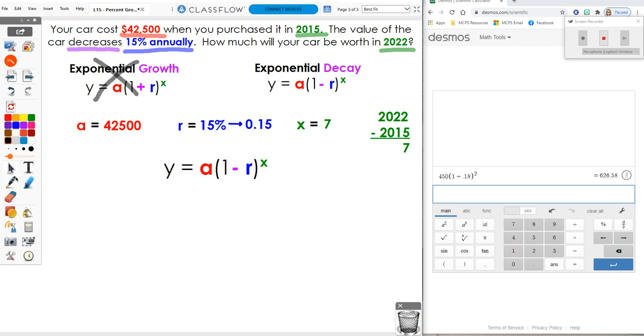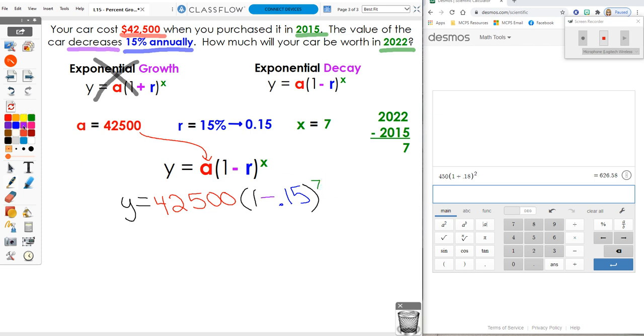And then we're going to do this problem. So here we go. Remember, decay, so it's got a minus sign here. We're going to start off. Y equals. My A value is my starting amount. We're going to plug this in, 42,500. And then we have our 1, and this time we're subtracting the rate because it's decay. So minus my rate is 0.15. And finally, we have to raise that all to the exponent that has to tell us how much time is going by, which is 7 years.